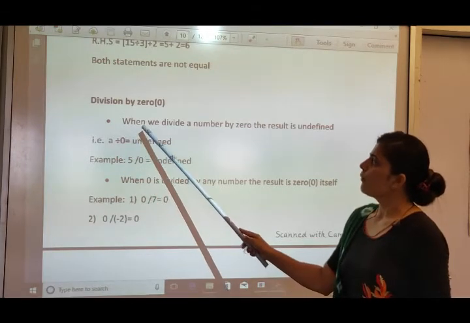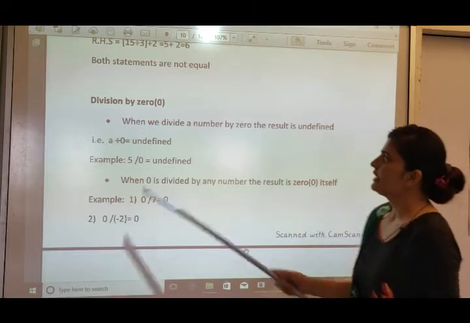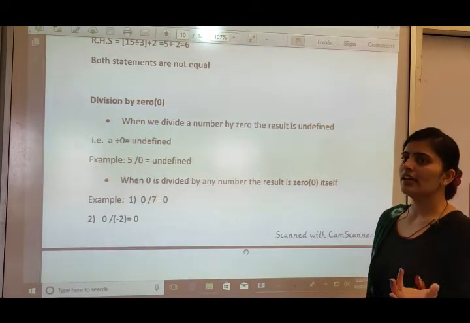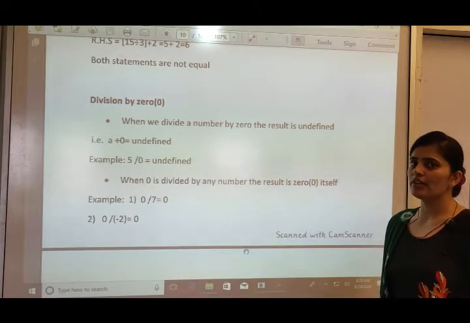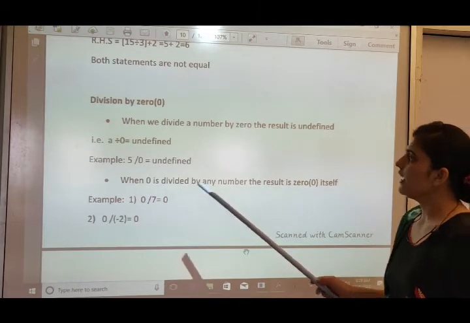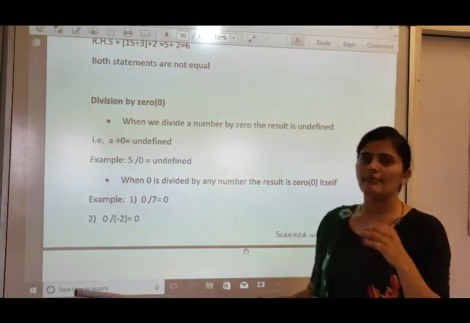When we divide a number by 0, that is, a divided by 0, it is equal to undefined. Anything we are dividing by 0, then we don't have any answer. What will be the answer? We don't know. So what are we writing? We are writing undefined. Example: 5 divided by 0.